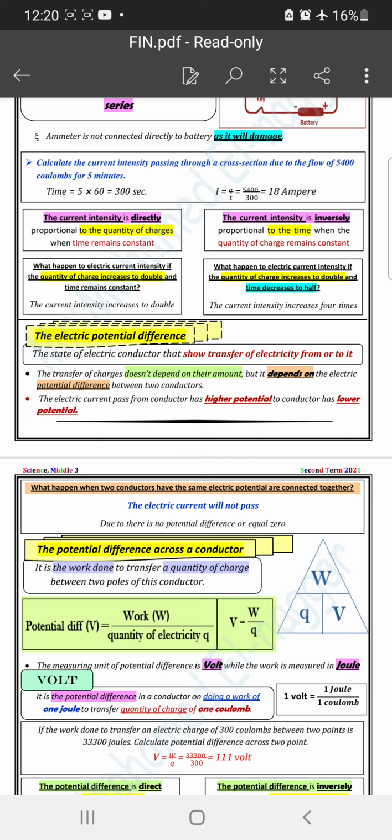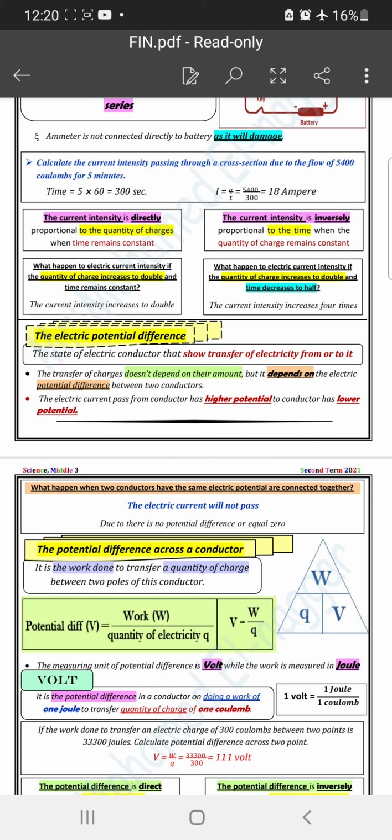Problem here, calculate the current intensity passing through a cross section due to the flow of 5400 coulomb for 5 minutes. Change time from minutes into seconds by multiplying times 60. So 5 times 60 equals 300 seconds. So current intensity I equals Q over T, 5400 over 300 equals 18 ampere.